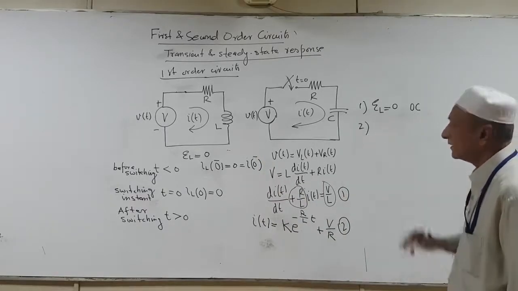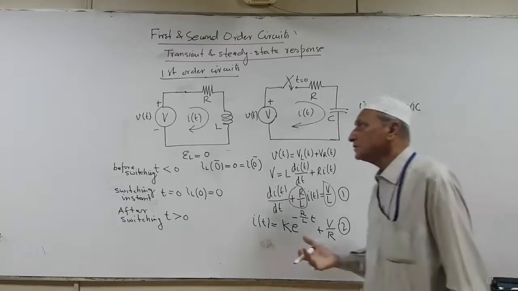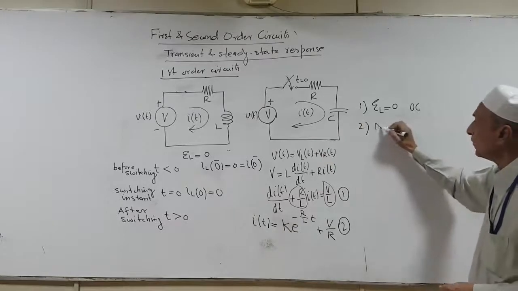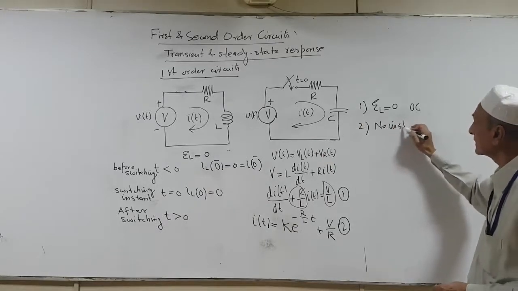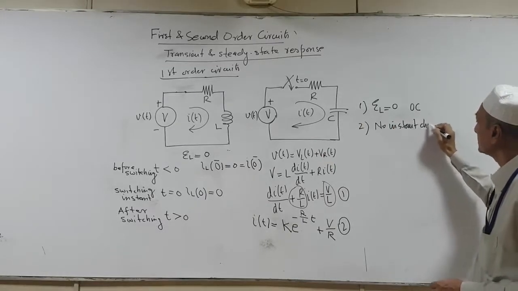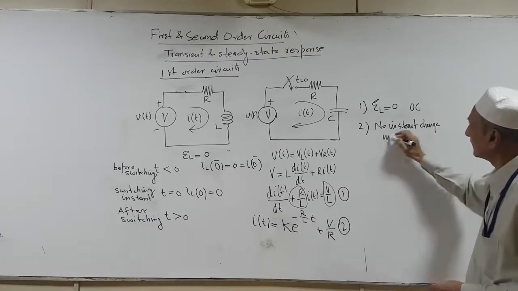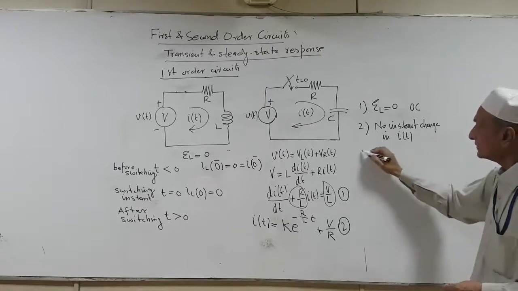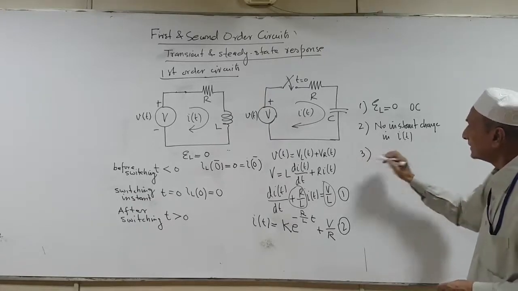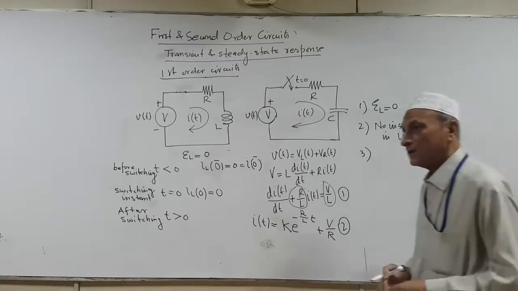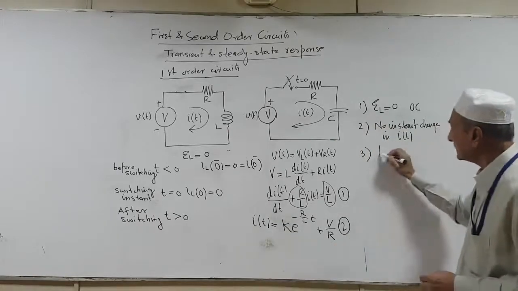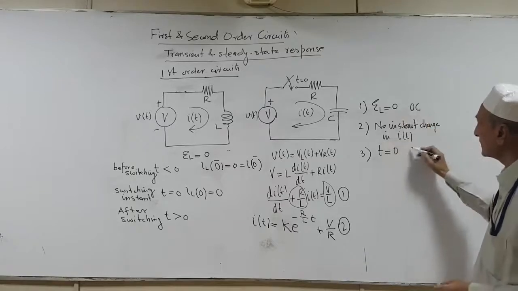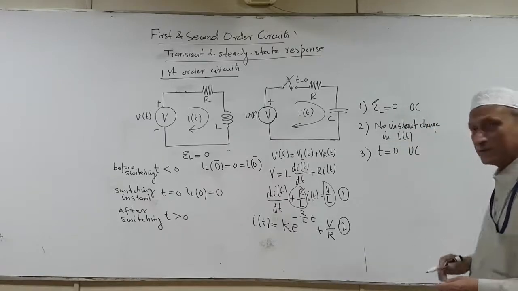The second conclusion is that the inductor current will not change instantly. No instant change in the current. The third is, again, that the inductor at t is equal to 0, at the time of switching with no energy content, will appear as an open circuit.